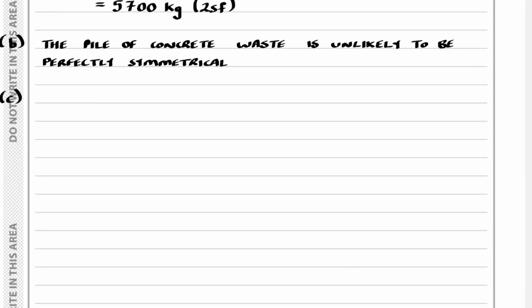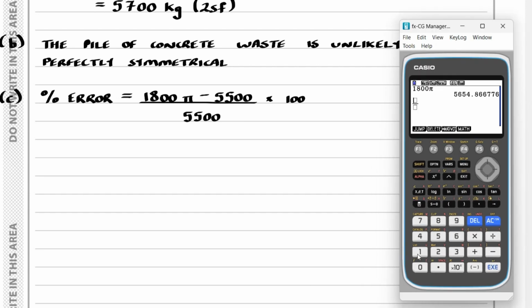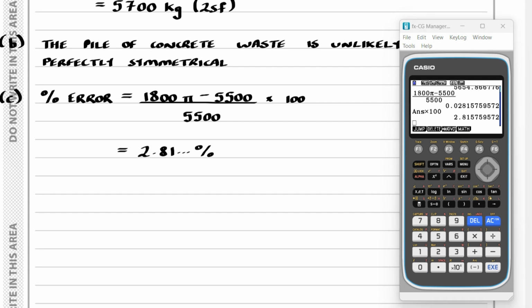So by that, what we can do then is work out a percentage error. We've got the 1800 pi, subtract the 5,500, over the 5,500, multiplied by 100. And if we work out what this is, we have 1800 pi subtract 5,500 divided by 5,500, and if I multiply this by 100, it turns out we get 2.81 etc percent. That's actually quite small, so it's a good model to use.